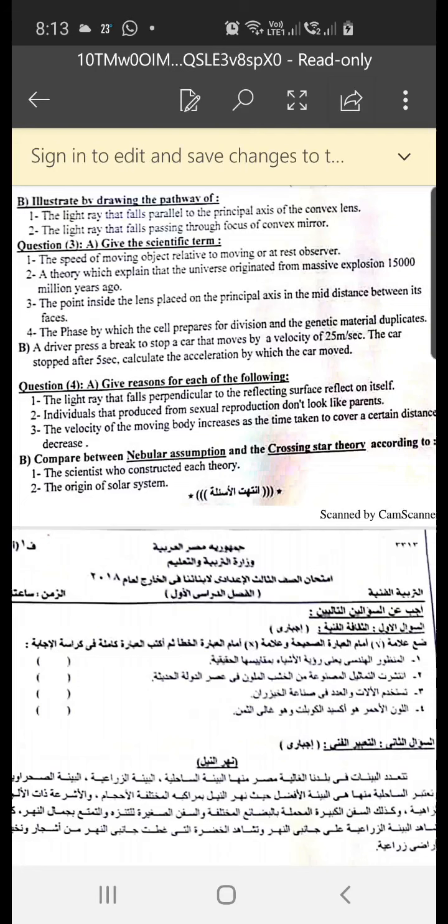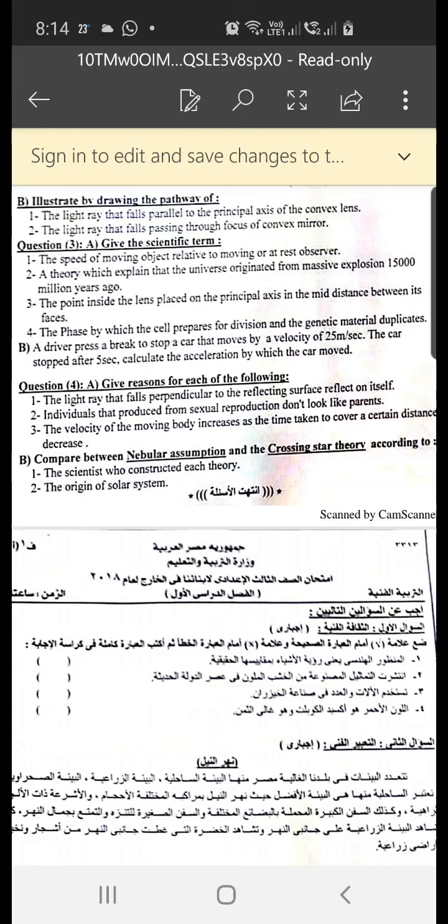Question number 4. Give reason for each of the following. The light ray that falls perpendicular to the reflecting surface reflects on itself. The answer is because the angle of incidence equals 0, and also the angle of reflection equals 0, so the light ray reflects on itself.